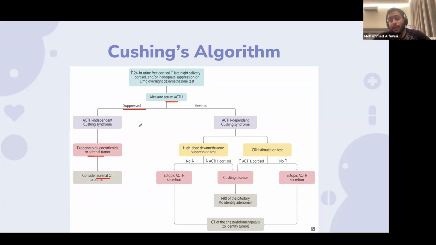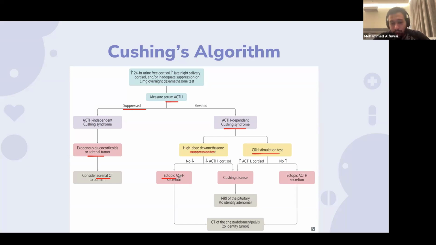Now, ACTH dependent Cushing syndrome is due to two things. Either pituitary adenoma, Cushing's disease, or ectopic ACTH. You differentiate them by either high-dose dexamethasone or the CRH, corticotropin releasing hormone, stimulation test. With high-dose dexamethasone, if it fails to suppress ACTH, it's ectopic. What is the most common location for ectopic ACTH? You guys know?